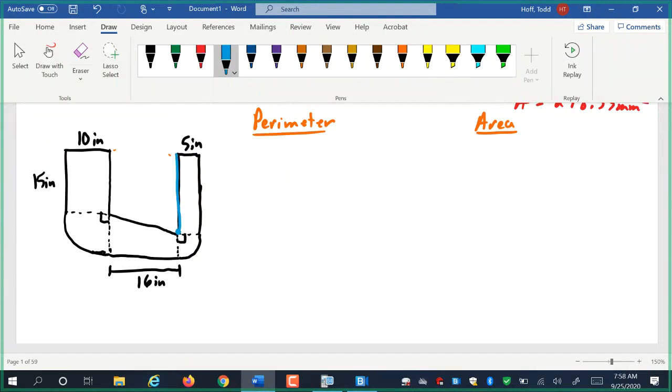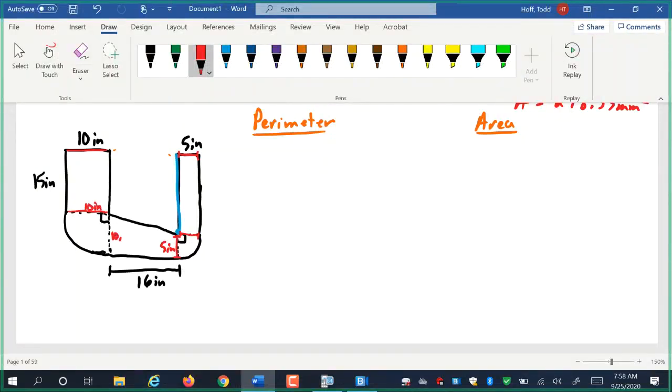This piece, we need to find that length. Well, if that is 5 inches across here, that means it's 5 inches here. So that has a radius of 5 on that half circle. So that radius goes in both directions. That would make this 5 inches. Same over here. If this is 10 inches, that makes this 10 inches.